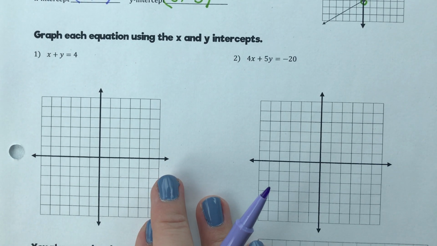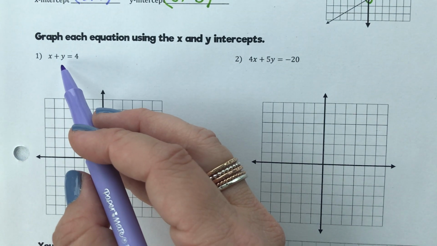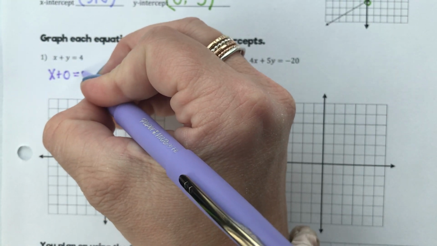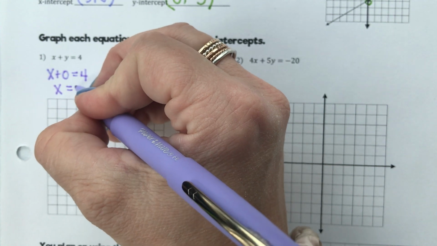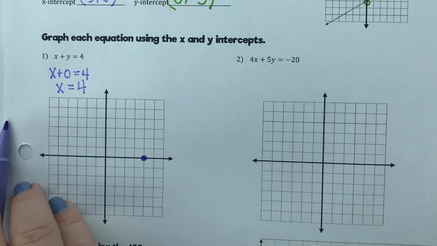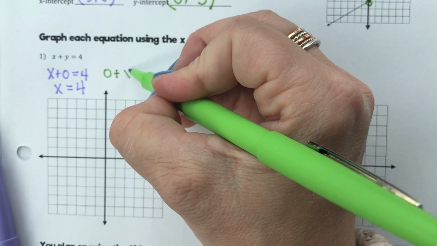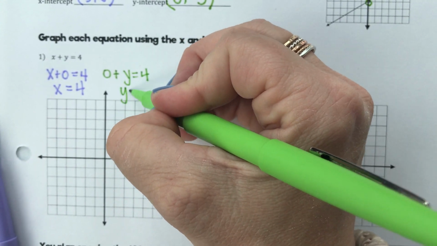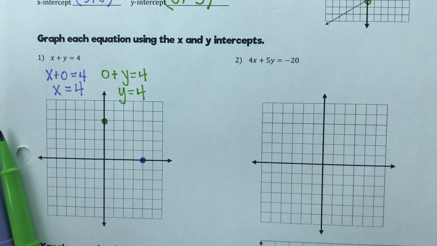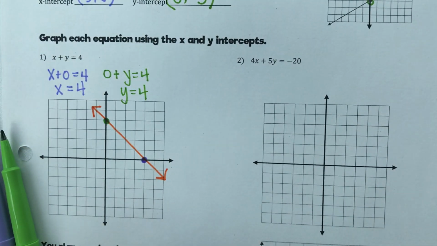So when it says graph each equation using the x and y-intercepts, when we go to find the x-intercept, y is going to be 0. So x plus 0 equals 4, so x would equal 4. My x-intercept is crossing the x-axis at 4. Then when I go to find my y-intercept, x is 0. 0 plus y equals 4, so y equals 4. 1, 2, 3, 4. Those are my x and my y-intercepts. And I connect them with my line, and I'm done.